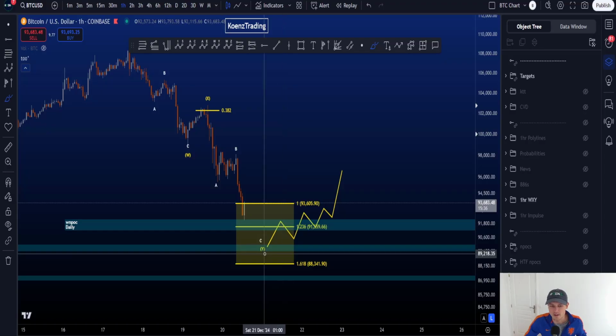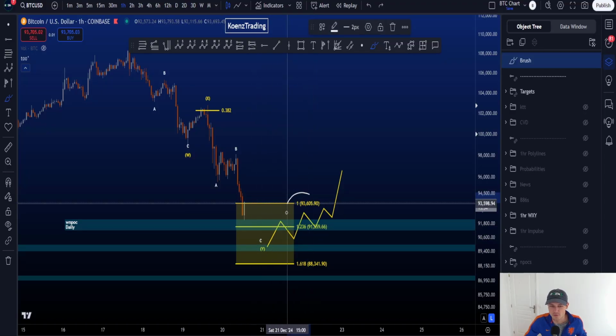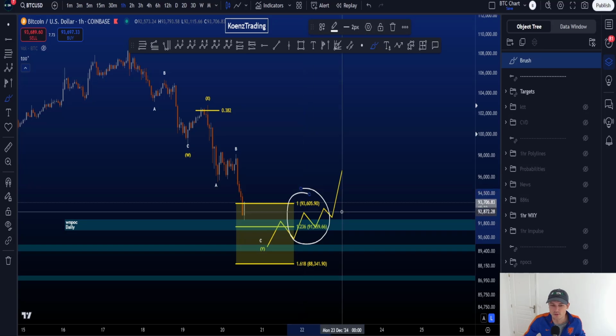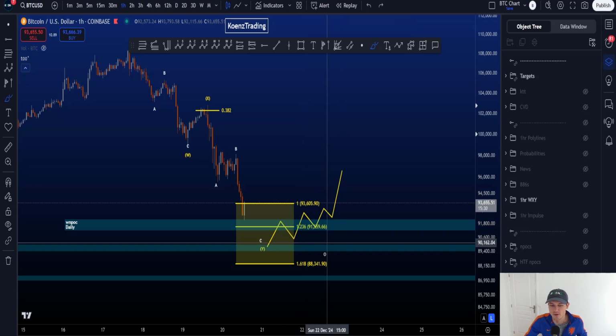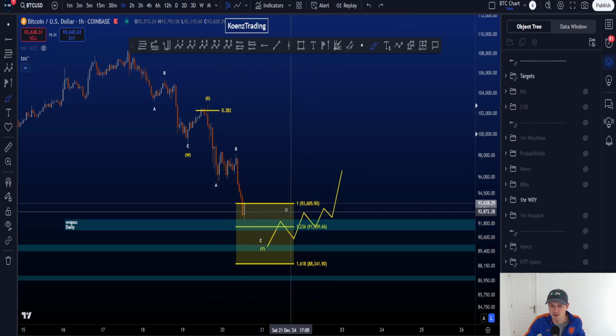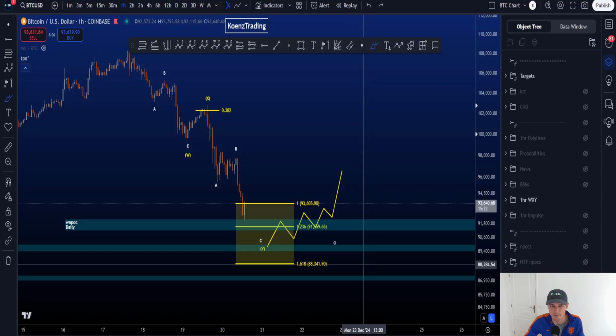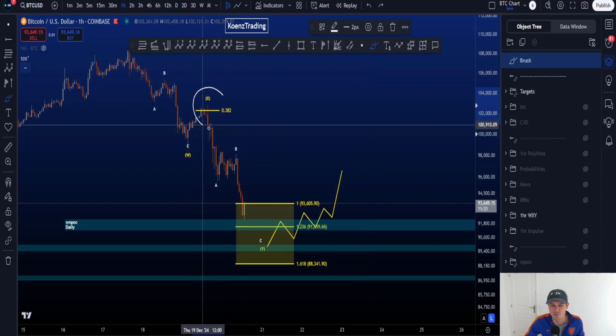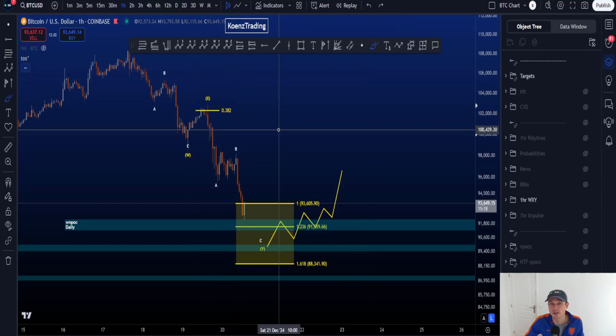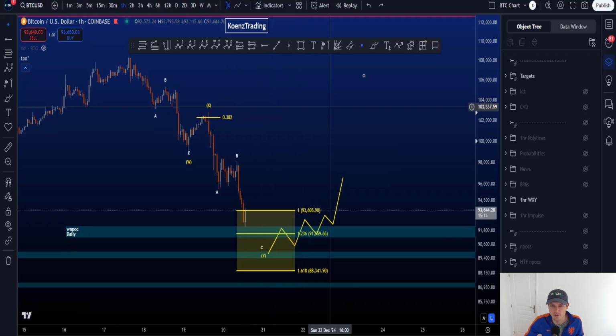The target area for your wave Y is between the 1 and the 1.236 most commonly, but the 1.618 is still quite a common target. So therefore, I put everything on my chart, 93.6k to 88.3k. In this scenario, your wave X touched the 0.382, which is perfectly fine for a double zigzag wave X.